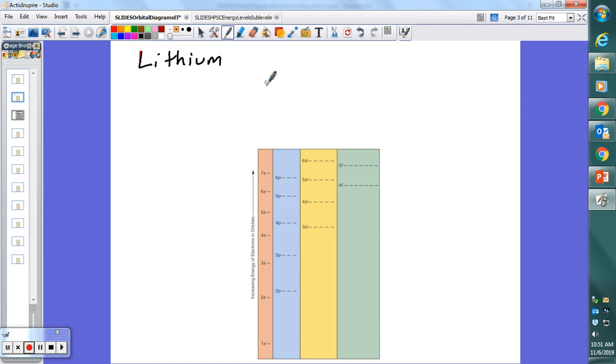All right. First thing we have to do when we are drawing orbital diagrams is make sure that we know how many electrons we have to place. How many electrons do we have to place for lithium? 3 electrons, because that's lithium's atomic number.